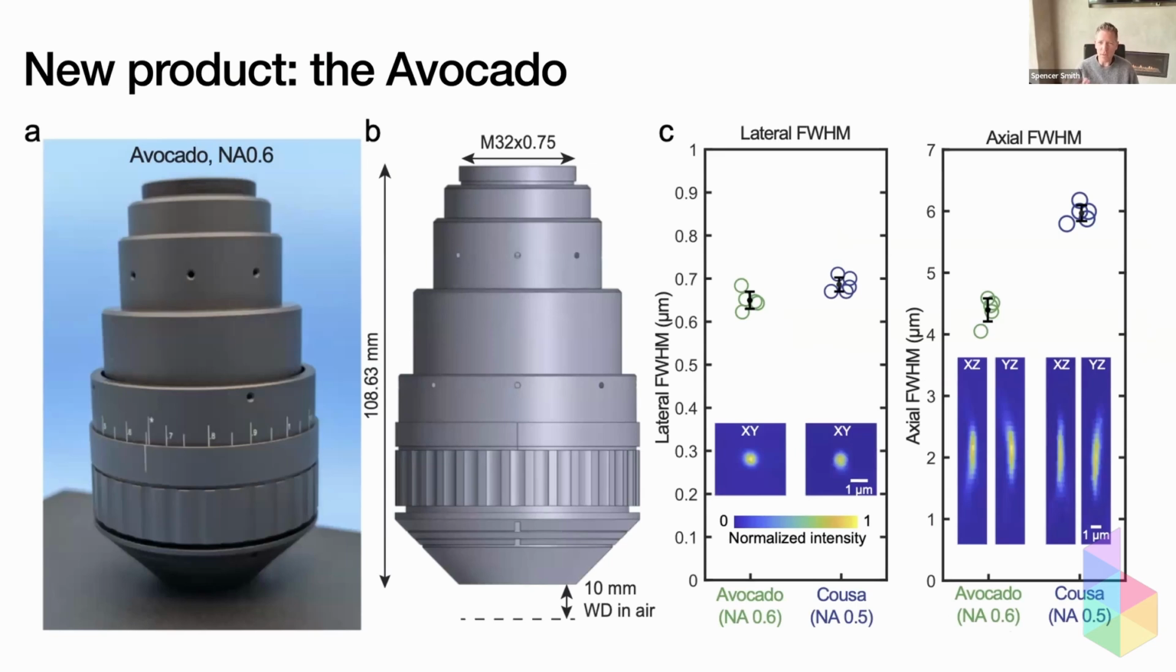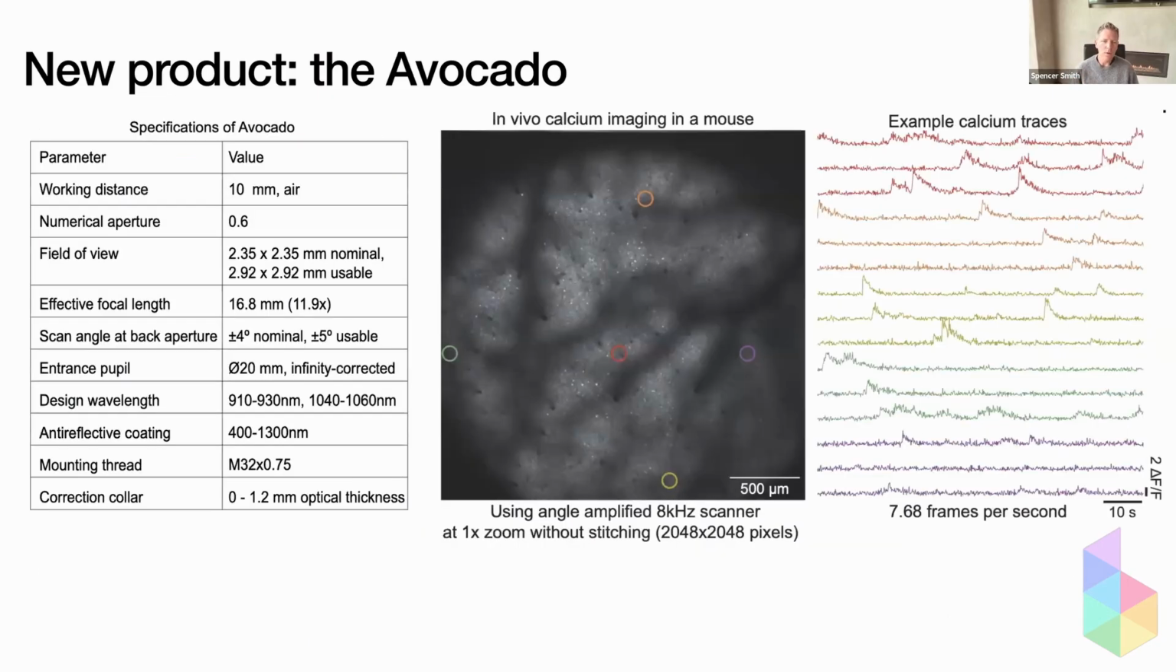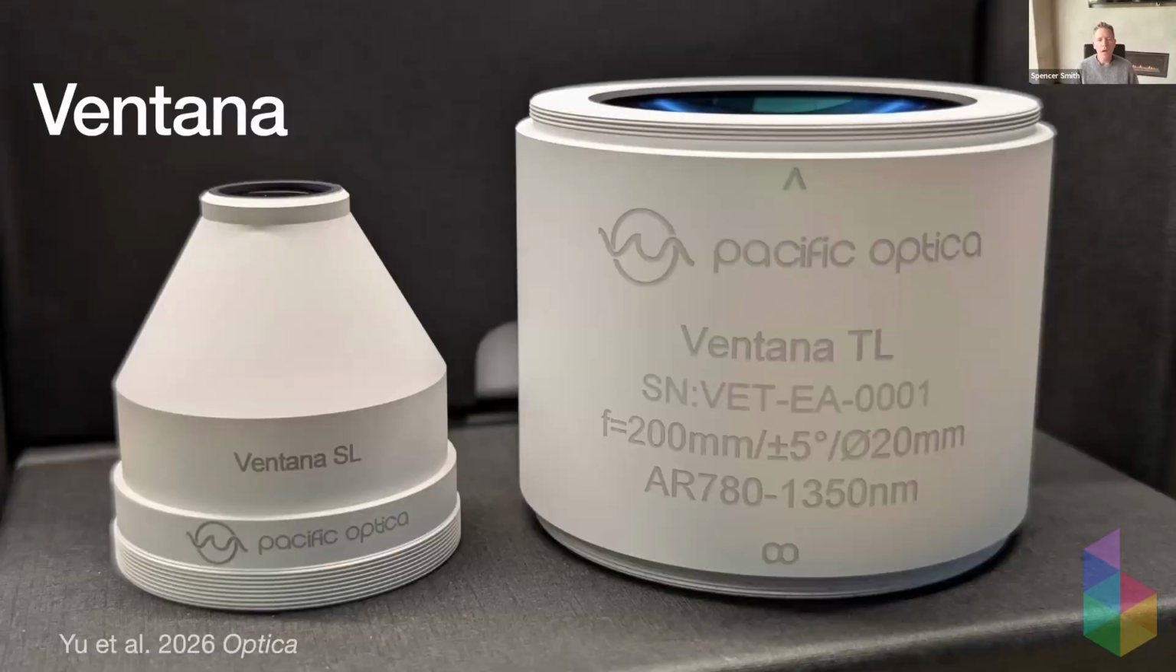It's basically the same in X and Y, but in the axial, you can see a little more of the difference in the axial full width at half max. We get really nice signals. It's diffraction limited over plus or minus 4 degrees scanning, and plus or minus 5 degrees scanning is usable. And then we went to the scan engine. So that was for the objectives, and now we're working on the scan engine.